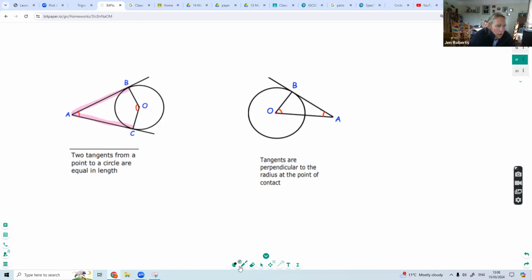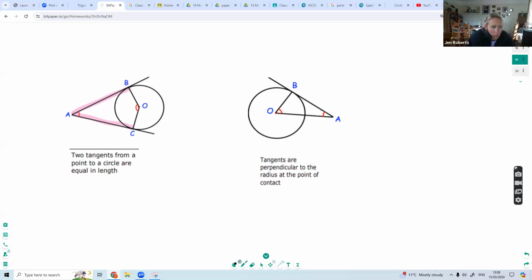Can you see we've got a kite? Let's have a look at this in a bit more detail. That's a kite shape, and it's symmetrical. If I cut it through there, it'd be perfectly symmetrical. Let's look at that again. Two tangents from a point to a circle. It's from there to there, and it's the same as that bit from there to there.